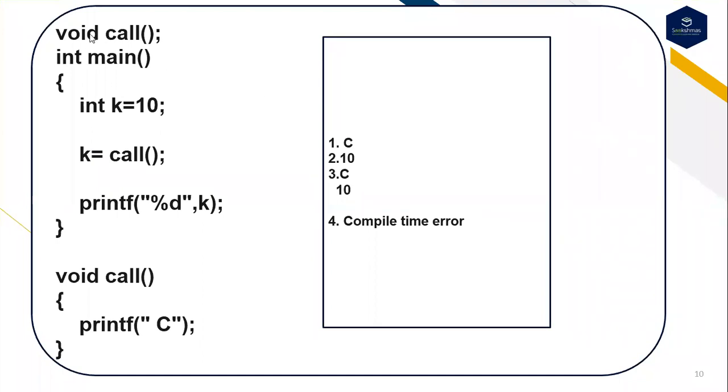This is the second question. Void call, int main, int k = 10, k = call. Call is a user defined function name, and here I have written the definition for it. Void call, printf C, and printf %d followed by k. These are the following options. Predict the output of this code.